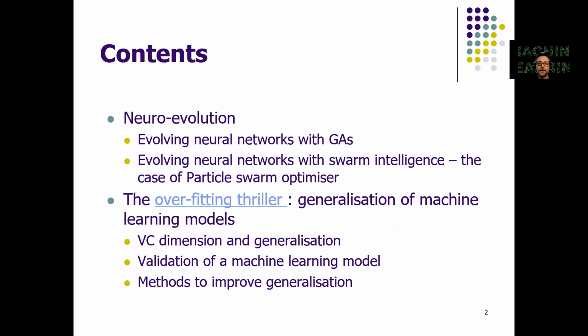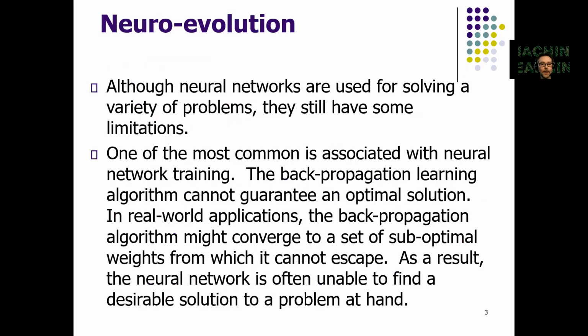In the second part, I will concentrate on generalization, introduce the concept of VC dimension, which relates the capacity of the models, an interesting theoretical measure, how we validate in practice machine learning models, and what kind of methods we can use to improve generalization. Most of these techniques are already part of the different packages.